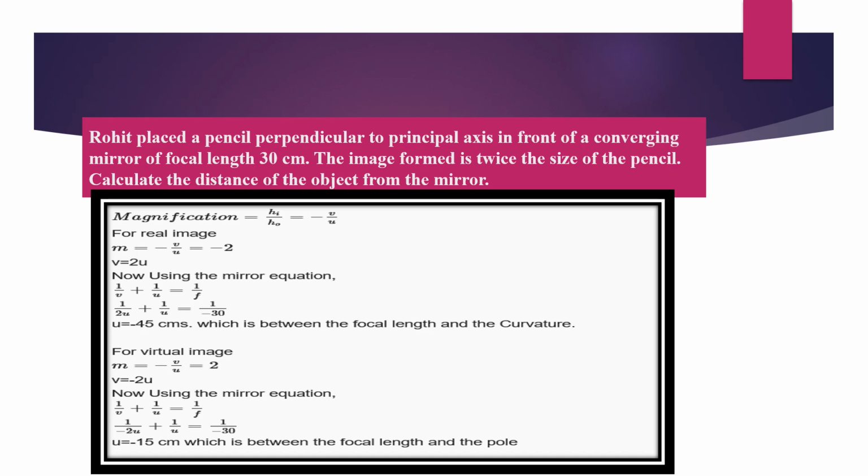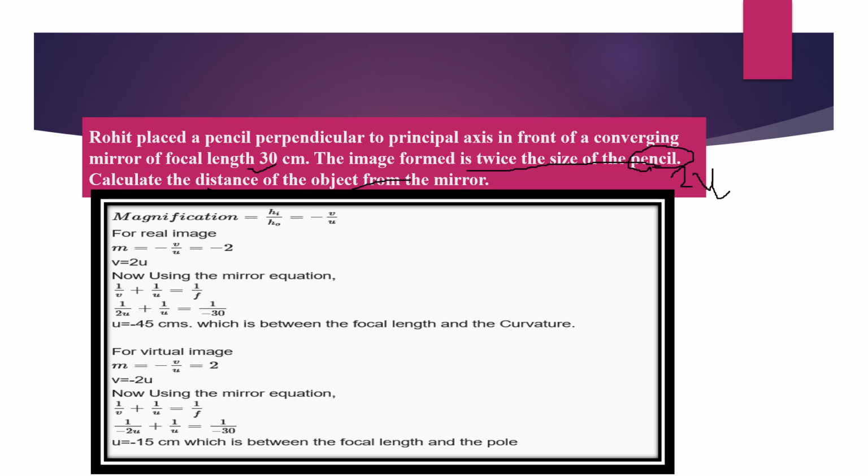Here is another important question. Rohit placed a pencil perpendicular to the principal axis in front of a converging mirror of focal length 30 centimeter. He is placing the pencil in front of the converging mirror, not at the back. The image formed is twice the size of the pencil, which is your object. So the image is 2u, where u is the size of the object. Calculate the distance of the object from the mirror, the object distance u.